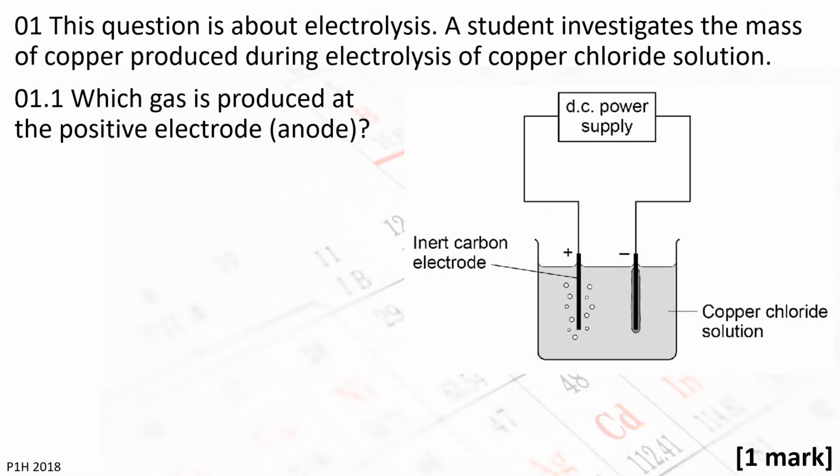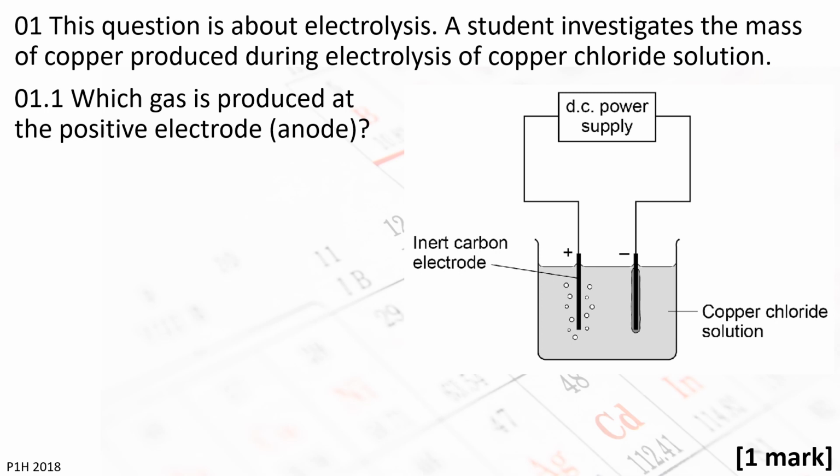Here's the first part of the question. This question is about electrolysis. A student investigates the mass of copper produced during electrolysis of copper chloride solution. Which gas is produced at the positive electrode, anode?